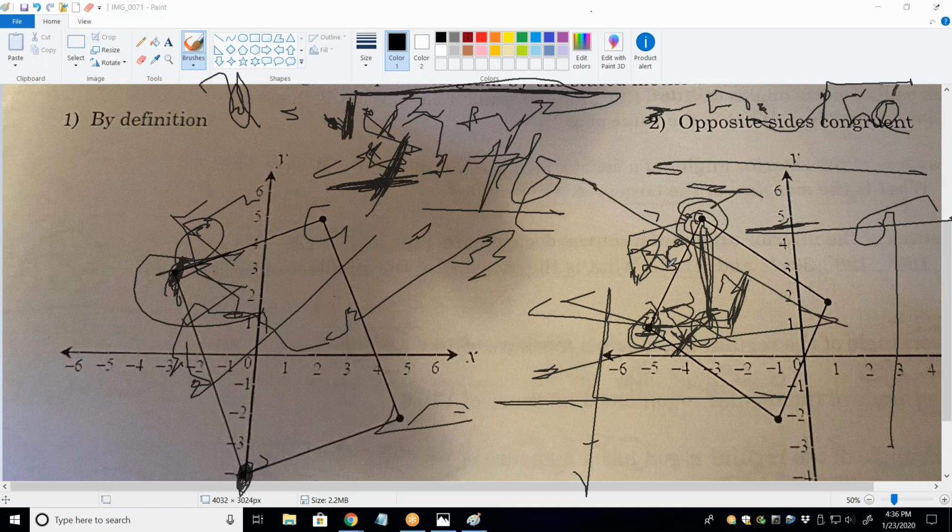So, on the opposite side, what is the difference in the x-coordinates? So the difference between the x-coordinates, so I'd go over.